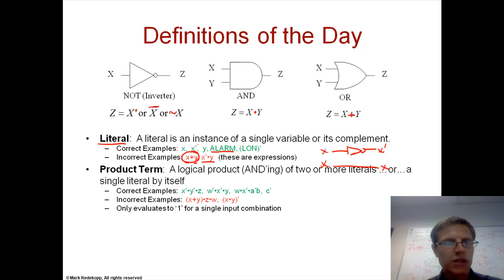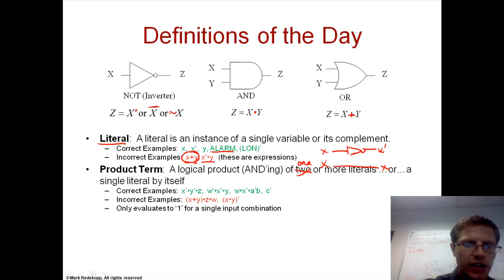Product term. What's a product term? A product term is the anding of one or more literals. So I have here x prime and y prime and z. What's going on here? Well, x prime is a literal, y prime is a literal, z is a literal. They're all anding together. That's a product term. Literal, literal, literal, anded together. That's a product term. As many as you want.